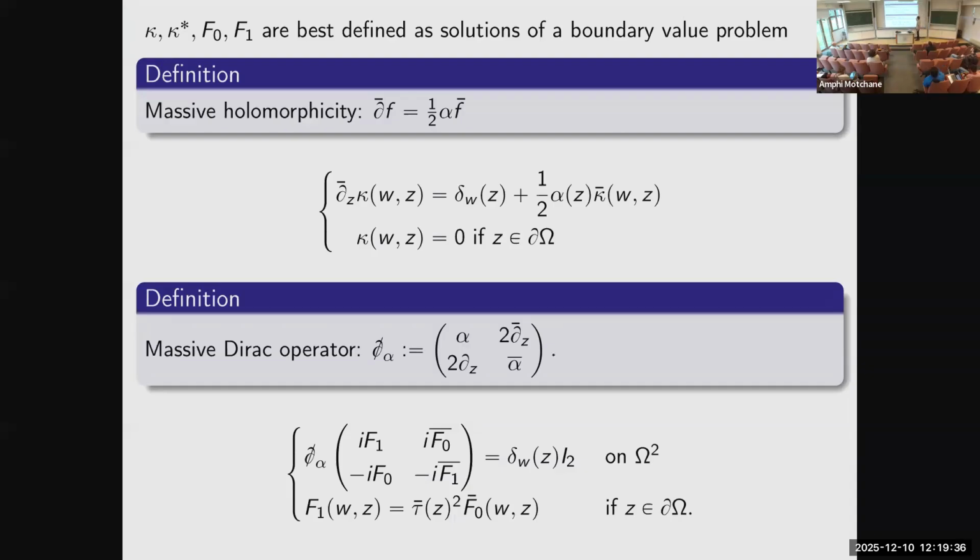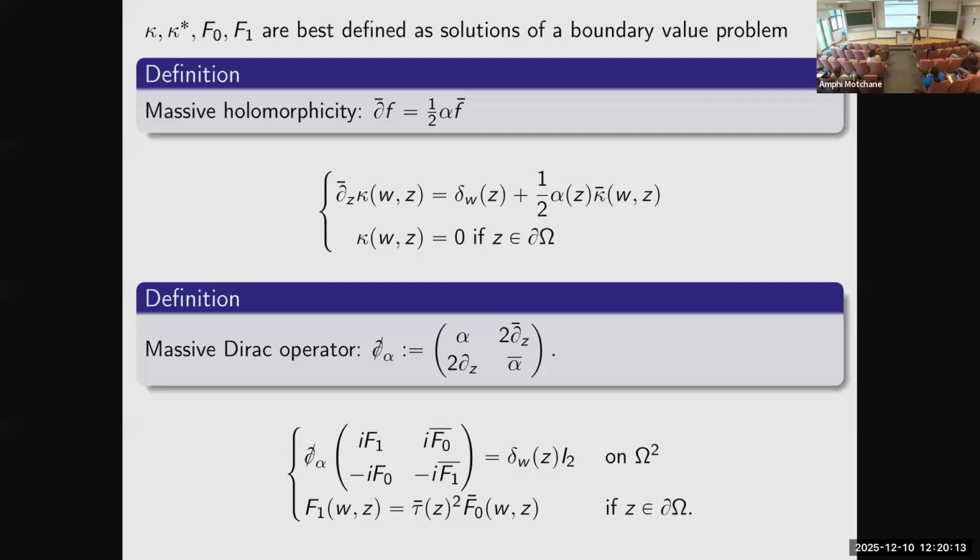To tell you how they are defined, I need to first introduce the notion of massive holomorphicity. So I say that a function f is massive holomorphic if it satisfies this thing. The definition depends on the deformation vector alpha here, so it is really an alpha holomorphicity notion. And you notice that if alpha is 0, this is just the regular notion of holomorphic function. So this is an extension.